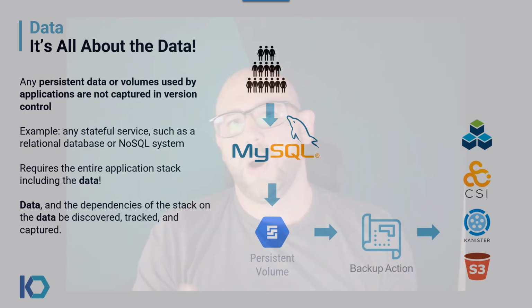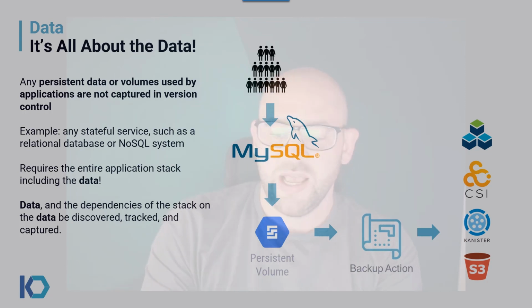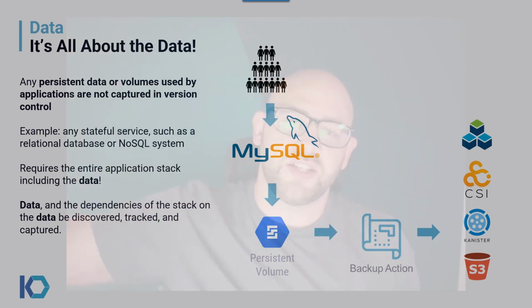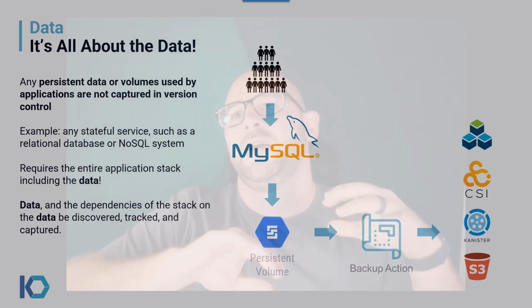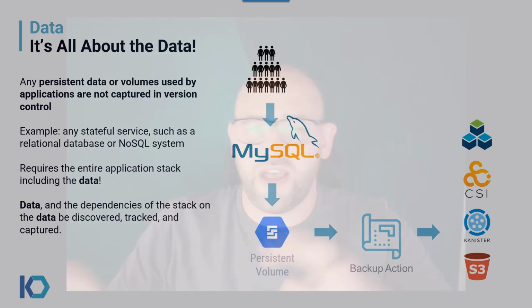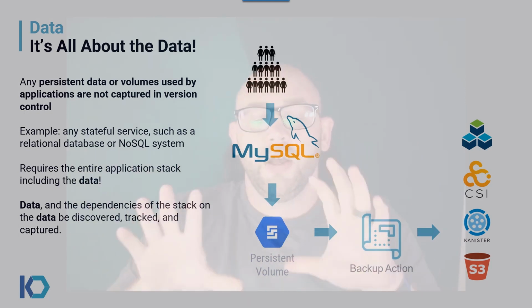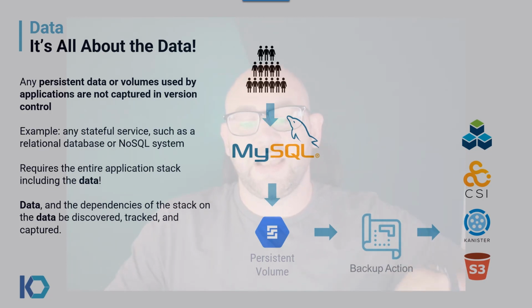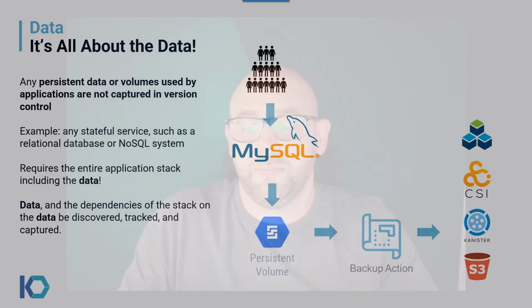Now in a real world situation, we might want an export action if we're talking Kasten K10 terminology, and what that's going to do is export it out into a secondary location, whether that be an S3 location, whether it be object storage, whether it be NFS, whether it be a Veeam Backup & Replication repository, etc. But data and the dependencies of the stack need to be discovered, tracked, and captured by those actions, whether it's a backup or an export. So that's really what we're getting at.